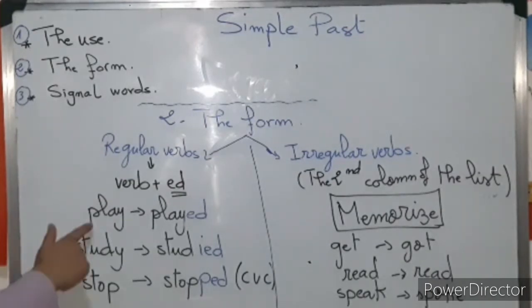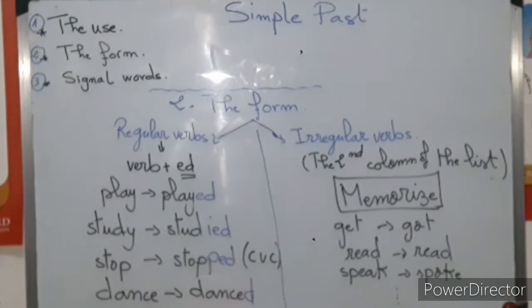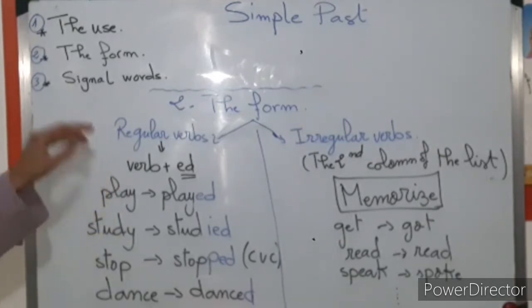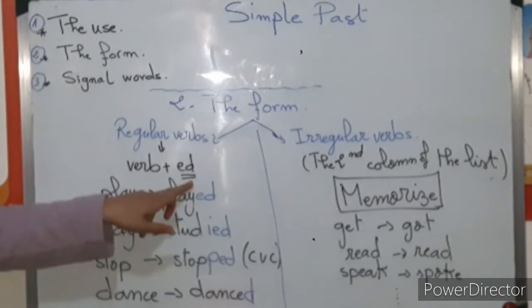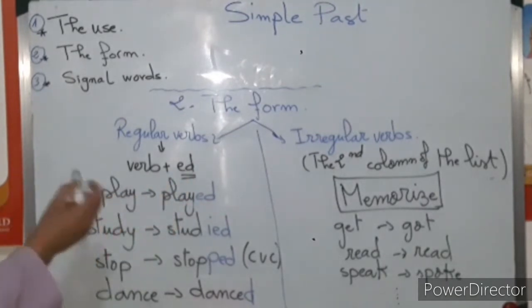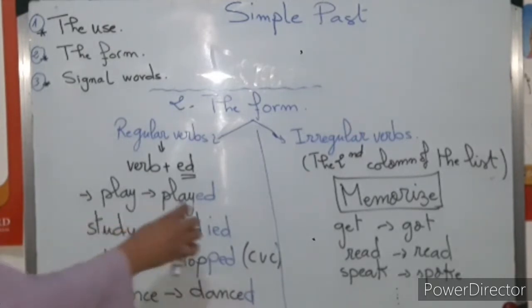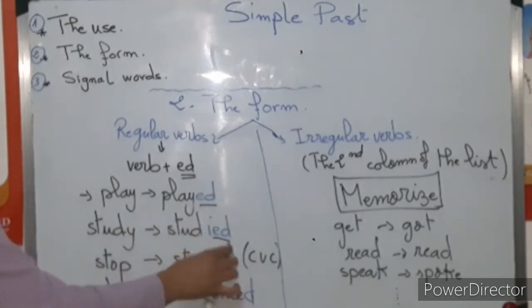For example, play, played, work, worked, open, opened. Okay, and so on and so forth. So this is the main rule. The main rule is to add ed. But sure, there are some spelling rules. Okay, you have to do some changes, then you add ed. By the way, you always have ed.